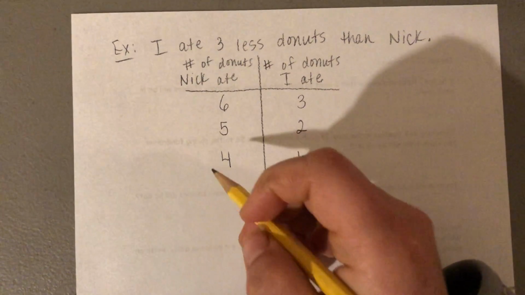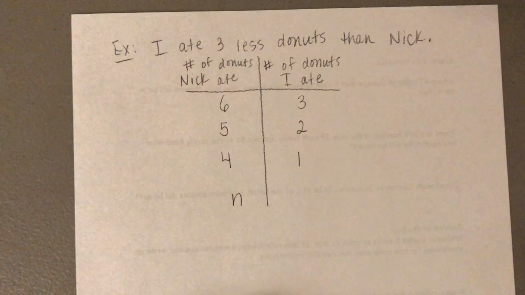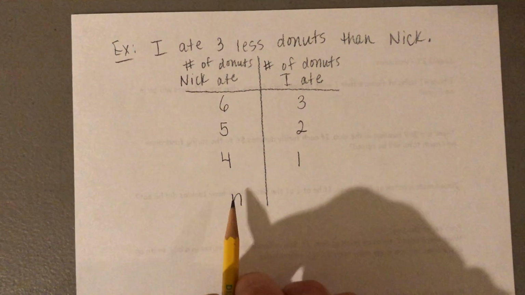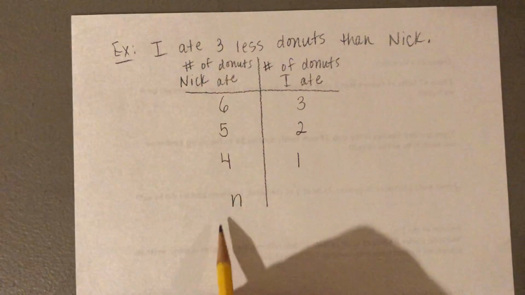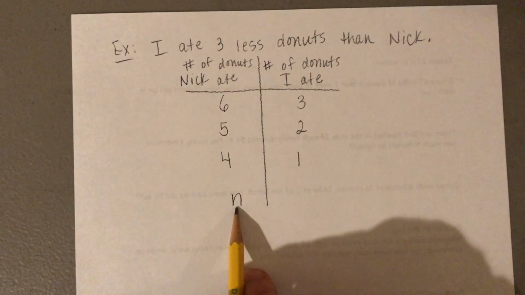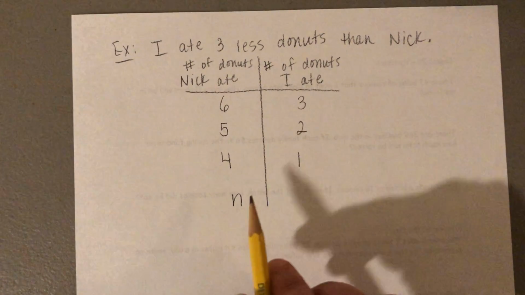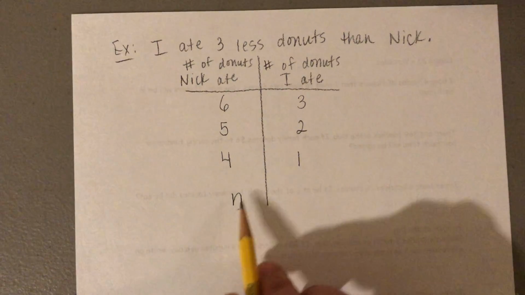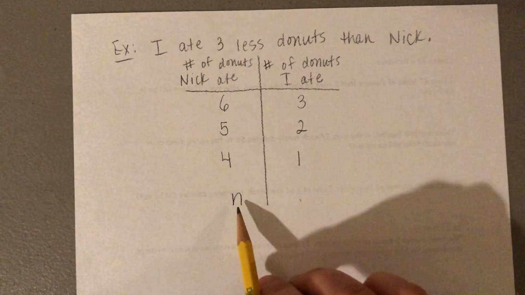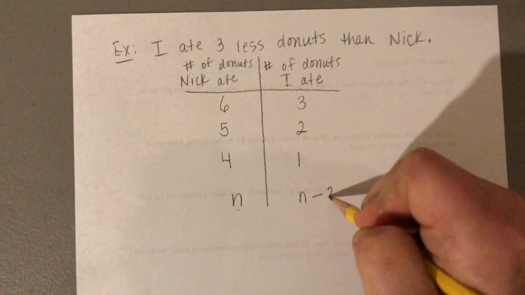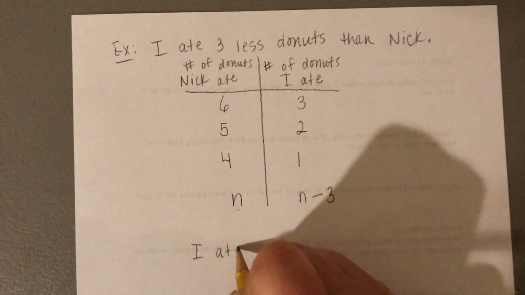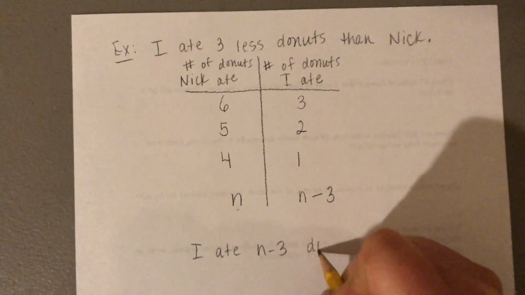Now we're going to put a variable in, let's say lowercase n. And what that means is this can stand for any number I want it to stand for. Any number in this column. Maybe it's 20, maybe it's 100. But whatever it is, I can use it to figure out this one. So if this is n, what do I need to do to n to write this column? I need to subtract 3. So if this is n minus 3, I could say I ate n minus 3 donuts.